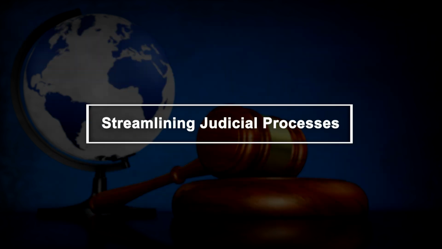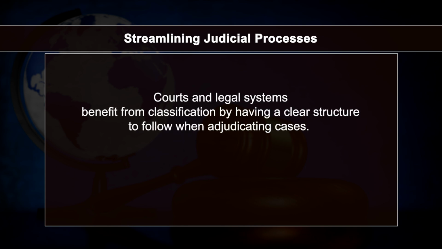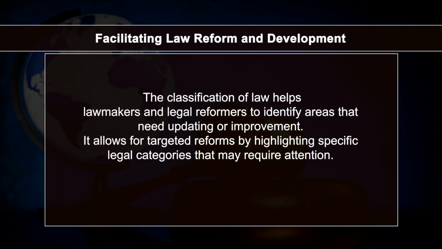Further, streamlining judicial processes. Courts and legal systems benefit from classification by having a clear structure to follow when adjudicating cases. The next one is facilitating law reform and development. The classification of law helps lawmakers and legal reformers to identify areas that need updating or improvement. It allows for targeting reforms by highlighting specific legal categories that may require attention.